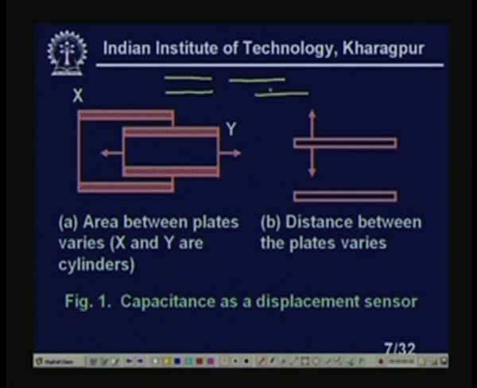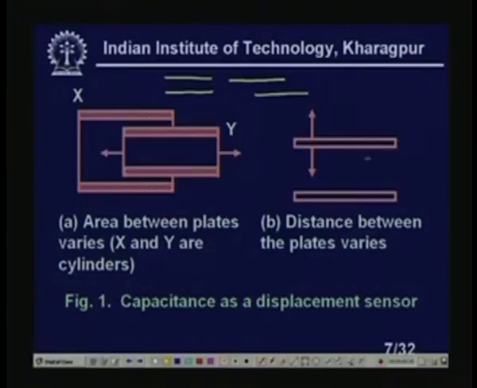So, the area between them has changed, is it not? Previously the cross-section area was A, now it will be less, only this much area is there. So, we can see that the capacitance has changed due to the change of area. Instead of plates, I can take two cylinders also. If I vary Y, the capacitance value will change. This capacitance change can be measured by some LCR meter or by some bridge. So, that capacitance change can be calibrated in terms of the displacements, as simple as that.